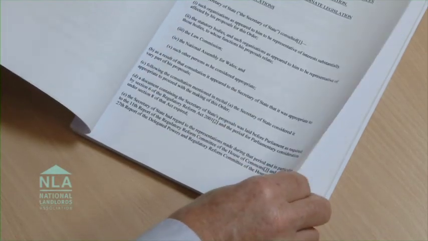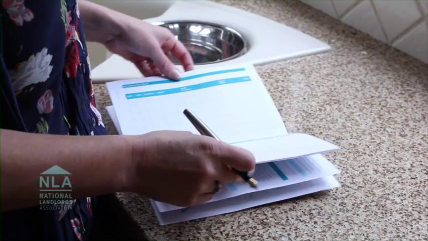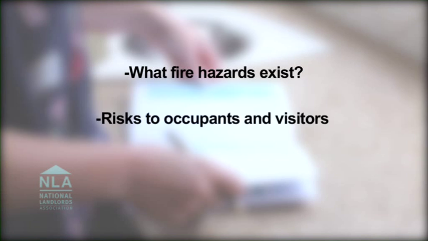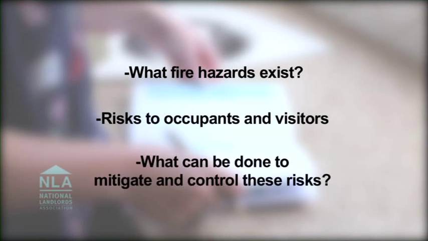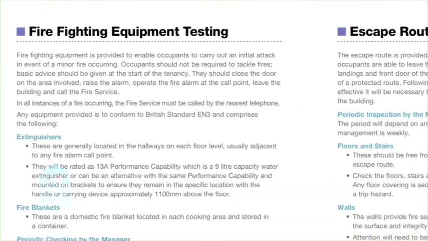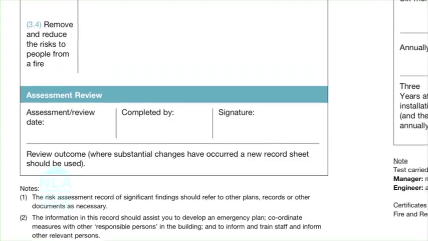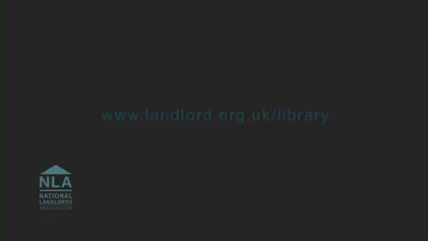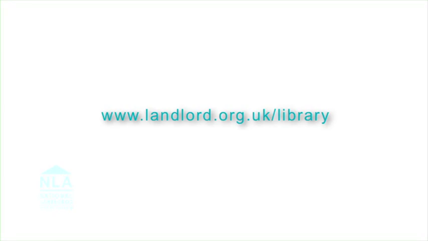A fire risk assessment and the associated guidance enables a landlord to adopt a methodical approach to assessing their premises in order to identify what fire hazards exist, risks to occupants and visitors, and what can be done to mitigate and control these risks. For most rental properties, the risk assessment will be relatively simple, with little prior fire safety experience required by the landlord. Local Government Regulation, formerly LACORS, have produced guidance which should provide enough information to do this and can be found on the NLA online library.